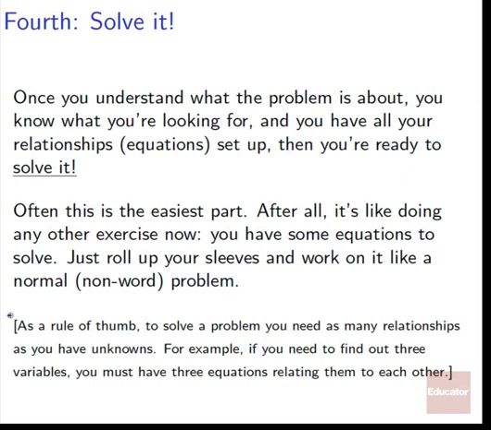As a general rule of thumb, to solve a problem, you need as many relationships as you have unknowns. For example, if you need to find out 3 variables, you'll have to have 3 equations or more that relate the 3 variables together. So you'll need the same number of equations as the pieces of information you're trying to find out. It's sort of like each equation is a key that you can fit into an unknown lock. Each equation is a piece of knowledge that you can use to shine a light on some unknown thing.